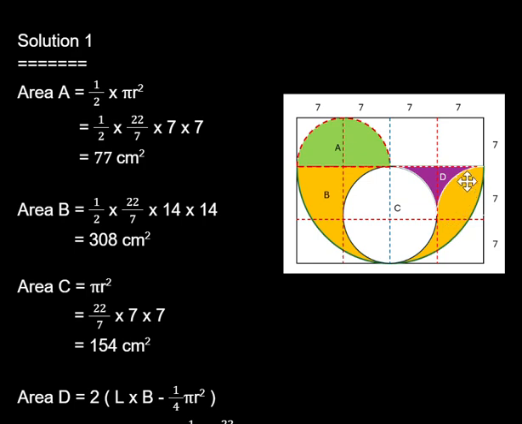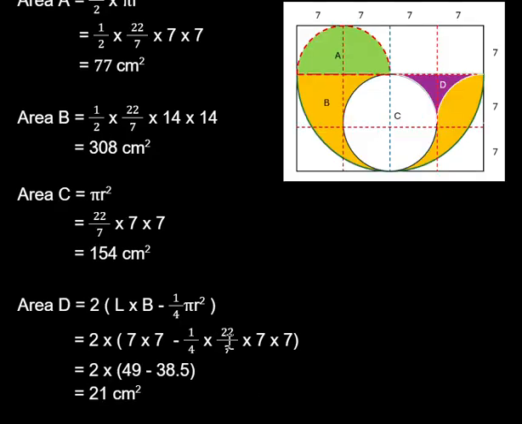For B, this is the large semicircle for the whole thing. So it's half. Why? Because it's a semicircle, so half pi r square. So pi, the radius is 14 because it's 7 plus 7. Okay, I calculated to be 308 centimeters square. Okay, area C is a circle, so it's pi r square. So the radius is 7, so calculate 22 over 7 multiplied by 7 times 7. The reason they tell you to use 22 over 7 is because you can cancel the 7 and the 7. So it's 22 times 7, which is 154.